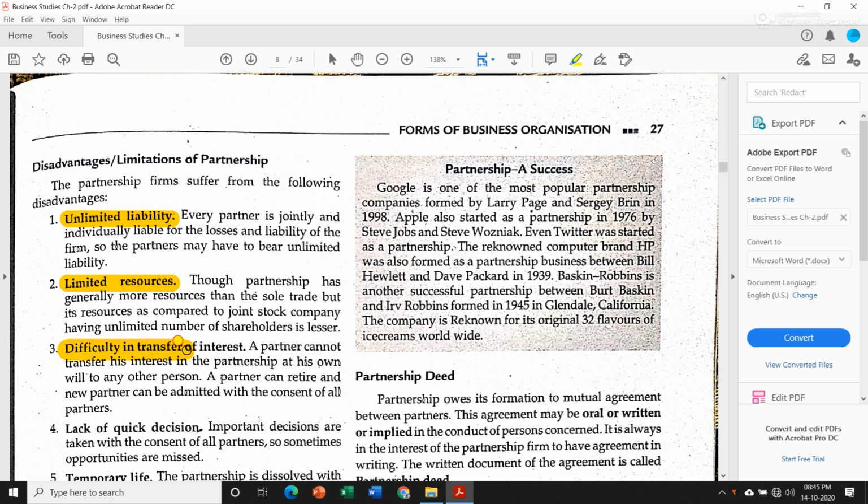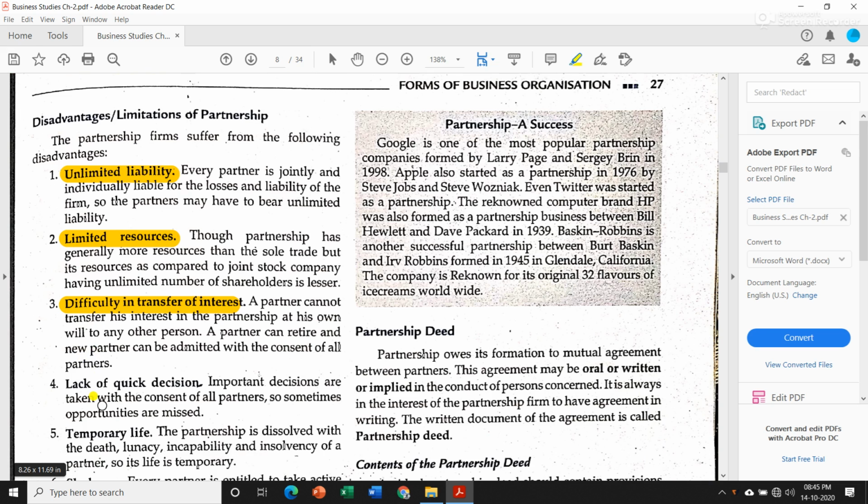Then difficulty in transfer of interest. A partner cannot transfer his interest in the partnership at his own will to any other person, because he has to take all the partners' consent. But a partner can retire and a new partner can be admitted with the consent of all partners.